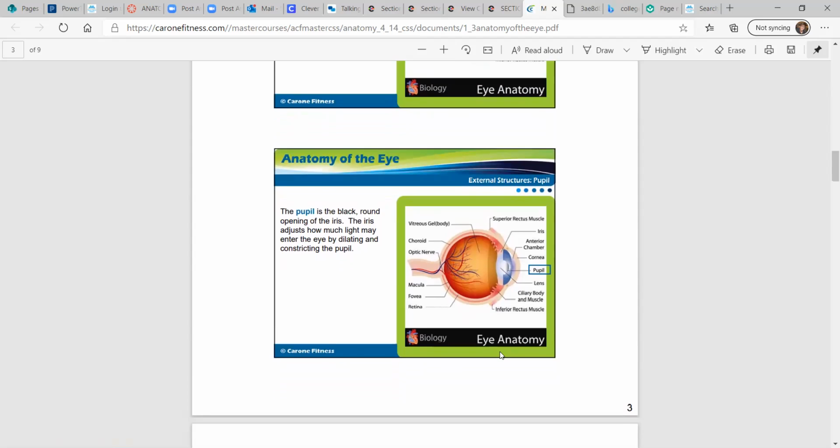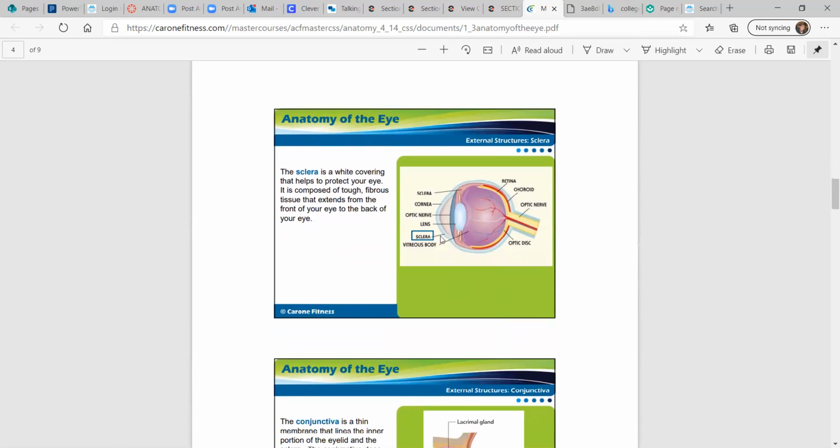The pupil, everybody knows the pupil. It's that black, round opening of the iris. The iris adjusts how much light enters the eye, and that is done by dilating and constricting the pupil. So dilating would be where your pupil gets big and most of your eye looks like a big black dot. And when your pupil is constricted, it's when your black pupil narrows into a tiny black dot.